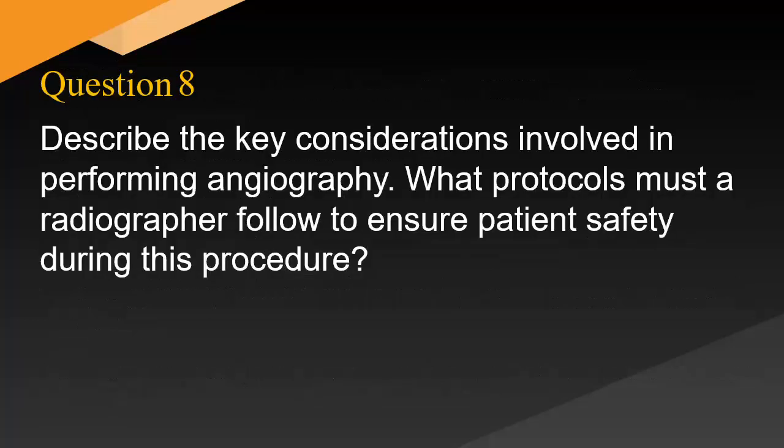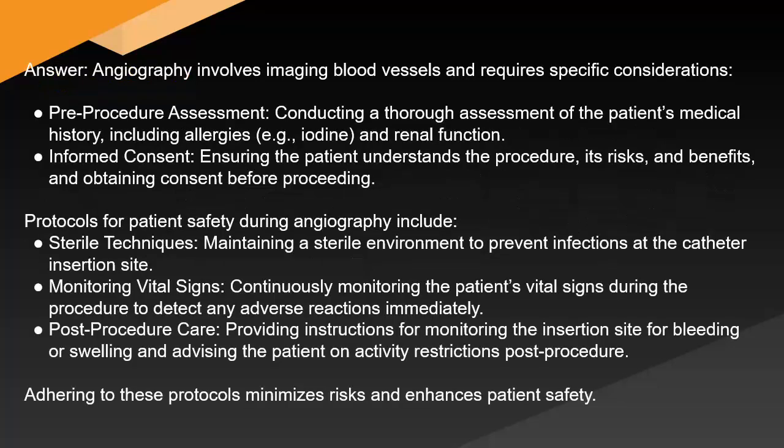Describe the key considerations involved in performing angiography. What protocols must a radiographer follow to ensure patient safety during this procedure? Answer: angiography involves imaging blood vessels and requires specific considerations. Pre-procedure assessment: conducting a thorough assessment of the patient's medical history, including allergies, e.g., iodine and renal function. Informed consent: ensuring the patient understands the procedure, its risks and benefits, and obtaining consent before proceeding.